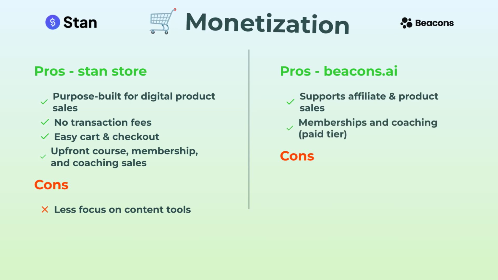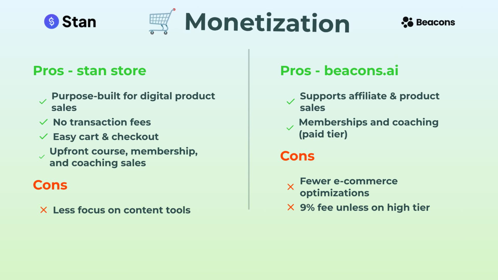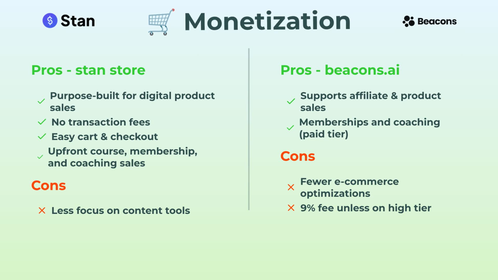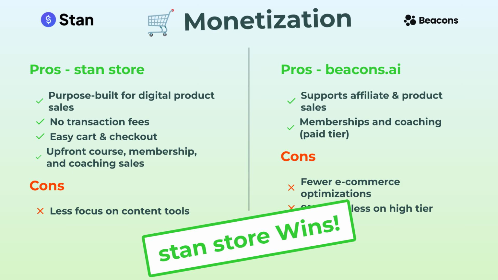Beacons AI, on the other hand, lets you sell products and even has built-in affiliate tools, pretty cool if you're looking to spread things around. Paid tiers give you coaching and memberships too. Downside, e-commerce just isn't quite as smooth or optimized as Stan. And unless you're paying for the highest plan, that fee again, 9%. So for pure selling and keeping your money, Stan Store gets this one.